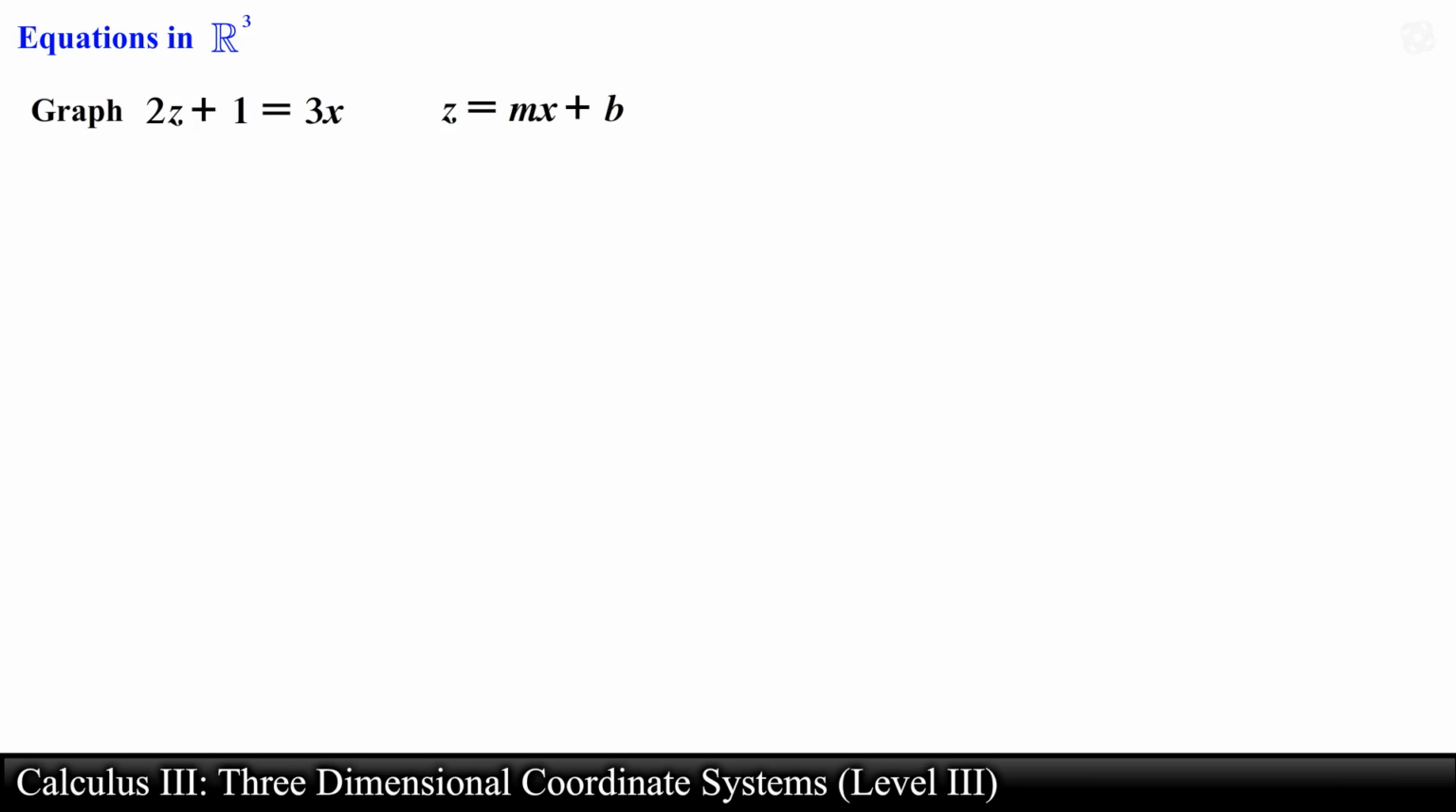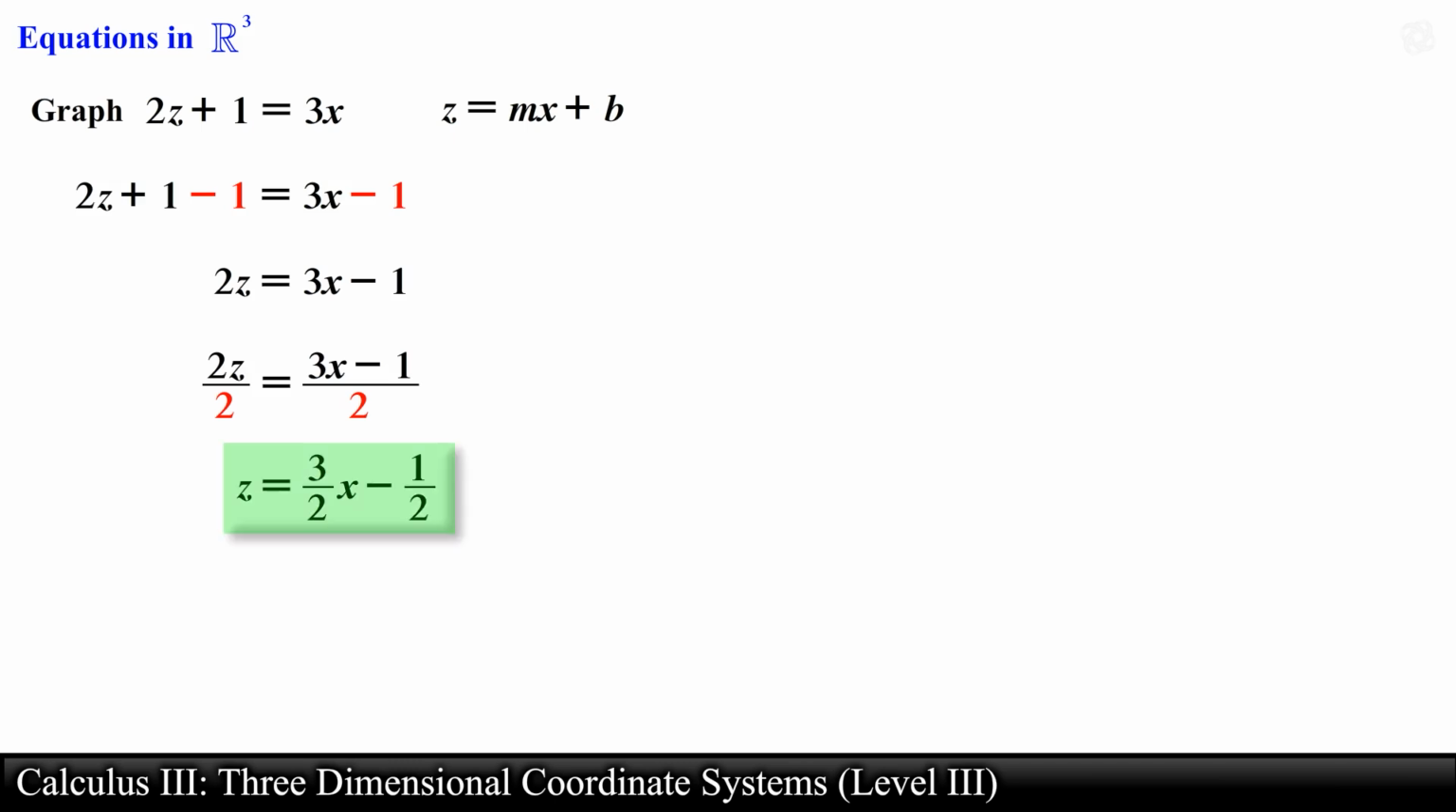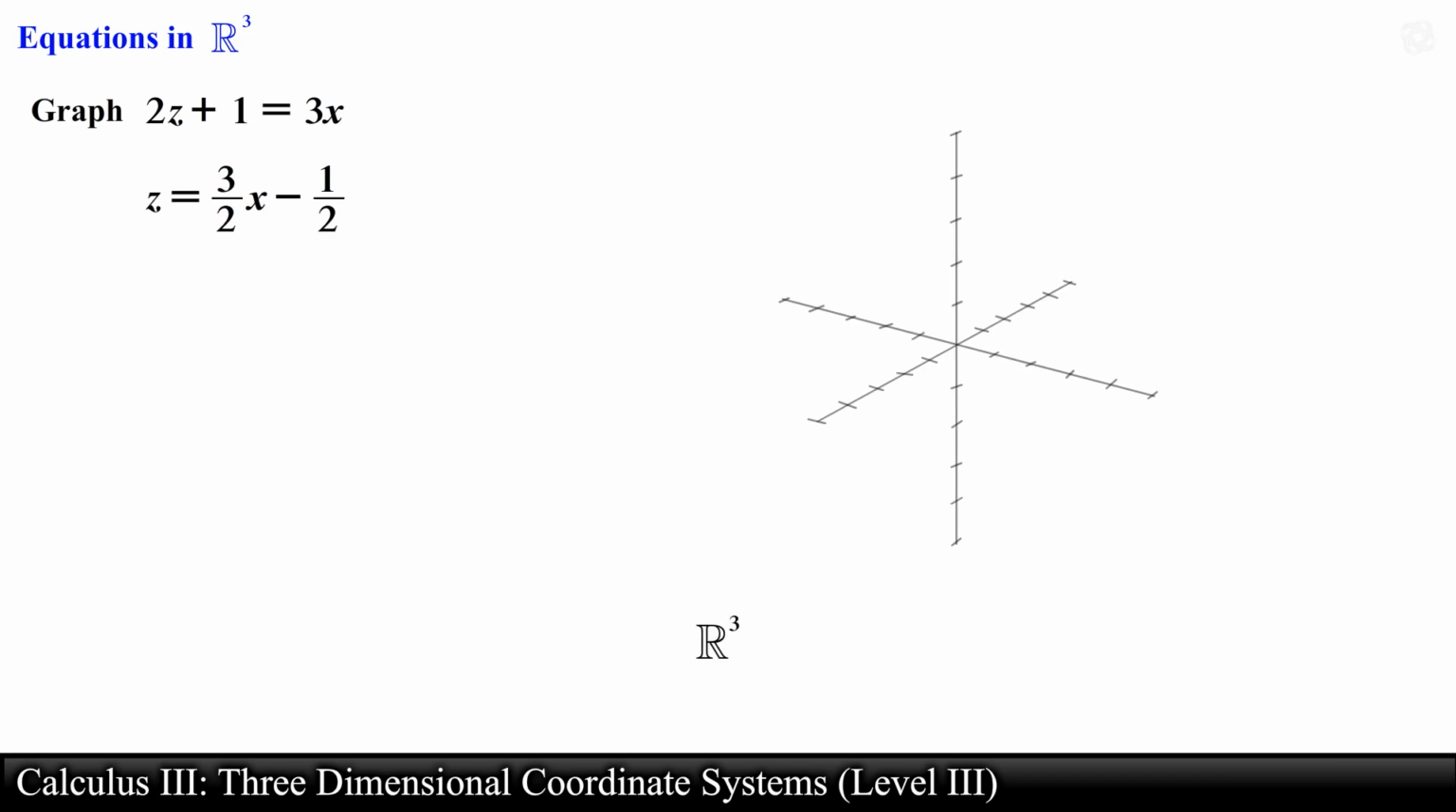Okay, in order to write the equation in slope-intercept form, we first need to solve for the dependent variable. In this case, the dependent variable is z, and the independent variable is x. This is similar to the way we solve for y when dealing with an equation in the xy plane, back in your pre-calculus class. So we subtract 1 from both sides. Then we divide both sides by 2. Doing that, we obtain the equation z equals 3/2 x minus 1/2. Let's graph this equation directly into the three-dimensional coordinate system. We first need to graph the curve on the xz plane.